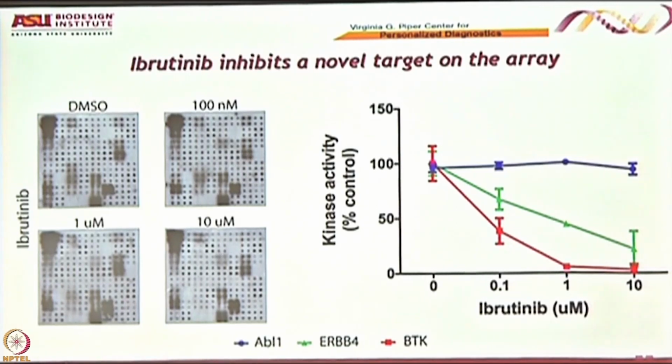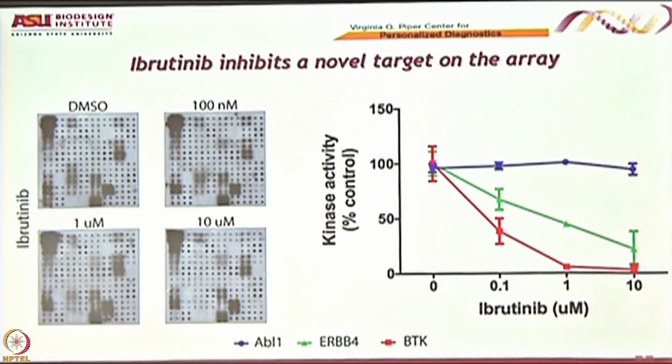BTK is an important enzyme, a kinase, in the B cell pathway, and it plays a role in a lot of B cell cancers. So mantle cell lymphoma, for example, relies on BTK. And ibrutinib has turned out to be a very useful drug in treating those patients. It inhibits the BTK. It essentially stops the growth of that tumor. And it's well tolerated by patients, not a lot of side effects. So we asked, does ibrutinib inhibit anything else?